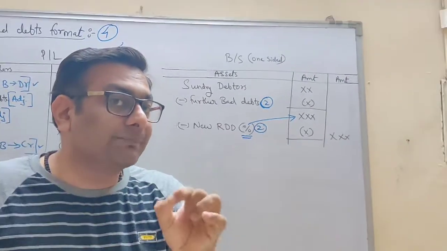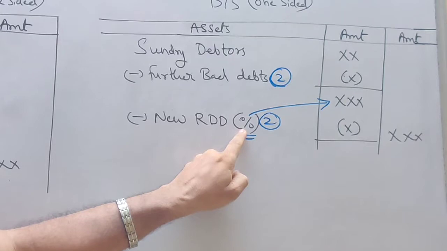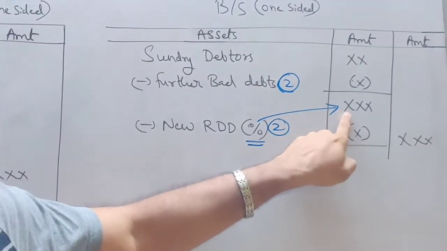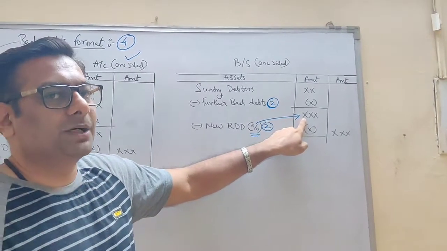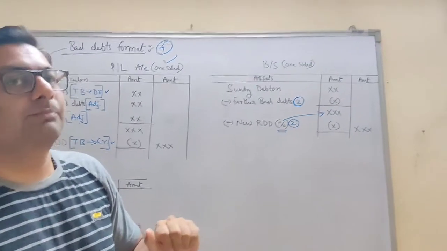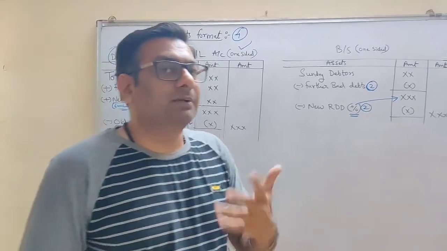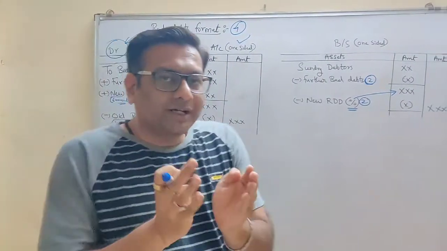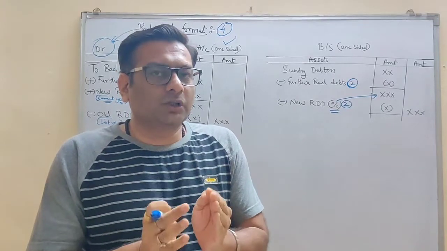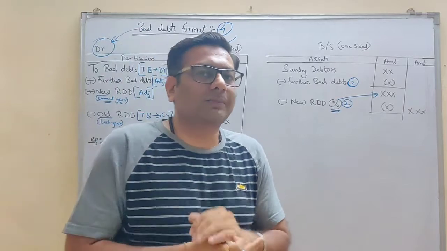So this part is very important. Pay attention. You will calculate this percentage on debtors, but which amount you will take? On the balance amount. I call this the balance amount, after deducting further bad debts. This is very important. I will explain again with the help of one example which I am going to take. I have made my own question just to practice on provision for doubtful debts, just to practice on the bad debts format.